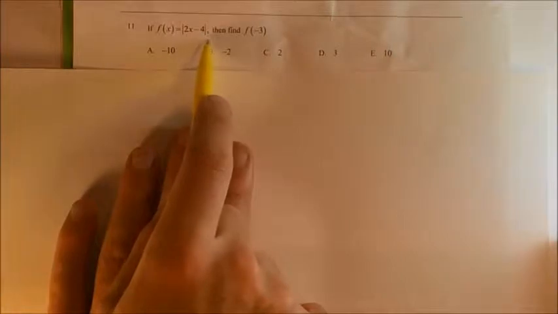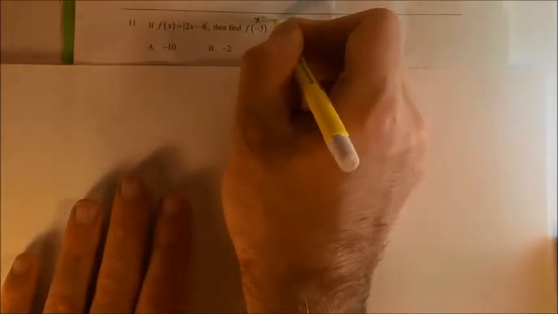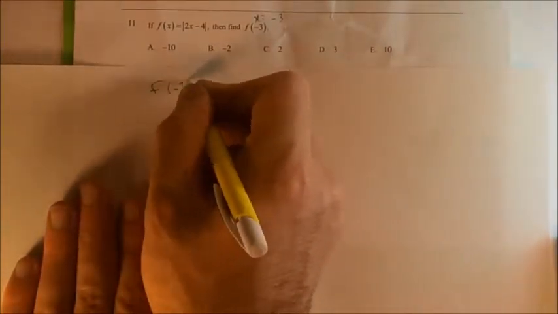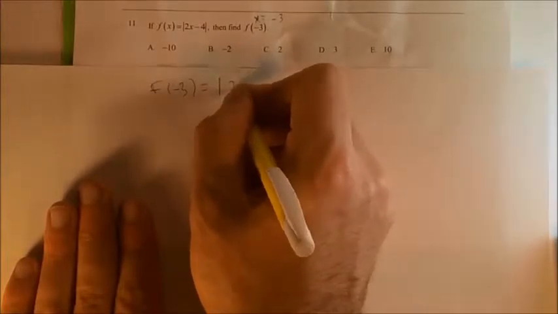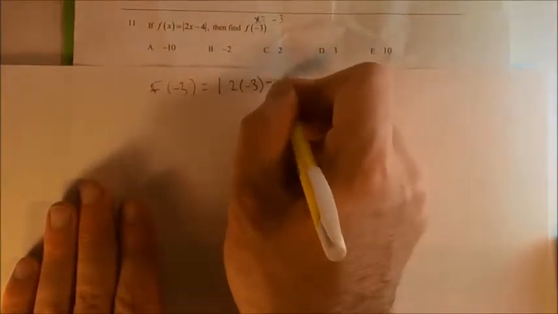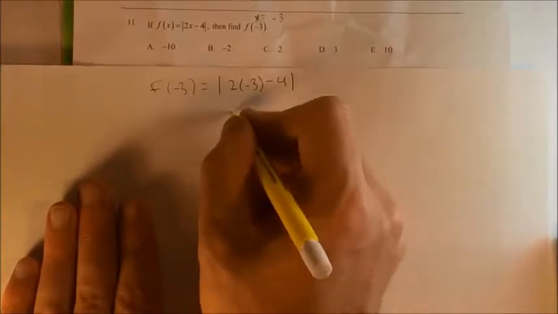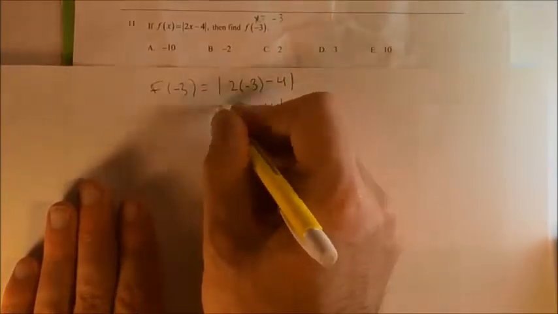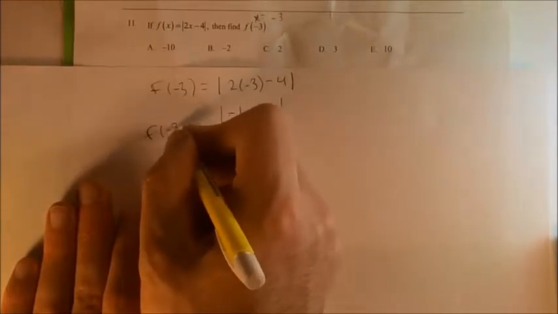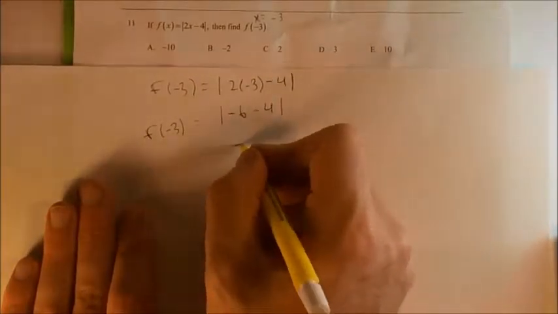Okay, if f of x equals the absolute value of 2x minus 4, then find f of negative 3. Okay, so all this says is when you have f of negative 3, that's an input, that's your x value. So you're saying x is equal to negative 3. Let's just plug that in for x. So let's rewrite this. f of negative 3 is equal to 2 times negative 3 minus 4. So 2 times negative 3 is negative 6, minus 4. So I'm just rewriting: negative 6 minus 4 is negative 10.